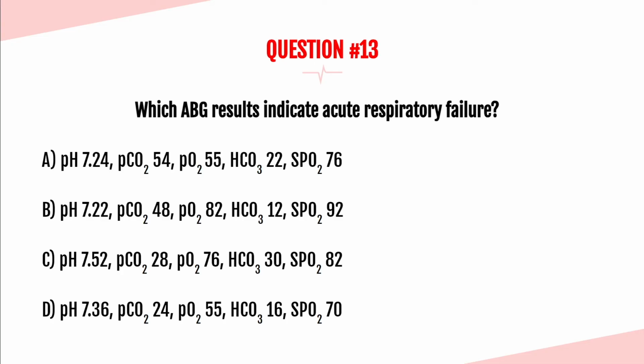And the answer here is A. So acute respiratory failure is defined with ABG results of a PO2 of less than 60 and a PCO2 greater than 45.